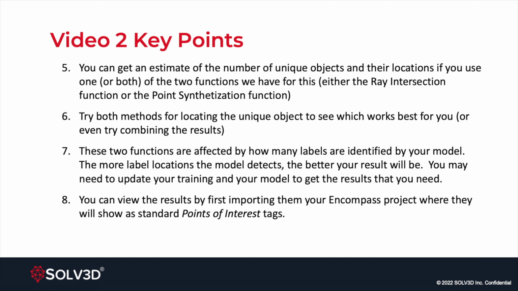Now, both of these methods are affected by the number of labels that are created by your model. So if you're not getting the results that you want, I'd recommend you go back to your model, look at your training data, and look to see if you need to increase the number and location of your example object labels. Now, when you've got the results, you can view them by importing them into an Encompass project, where they appear as regular points of interest tags.